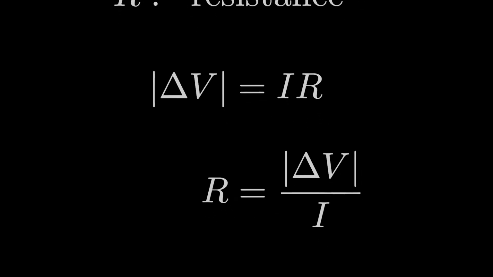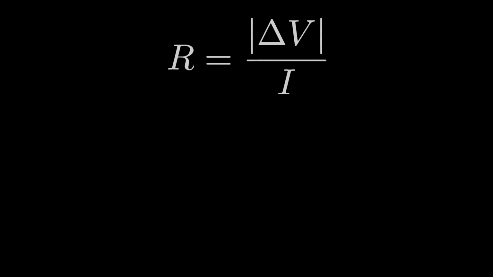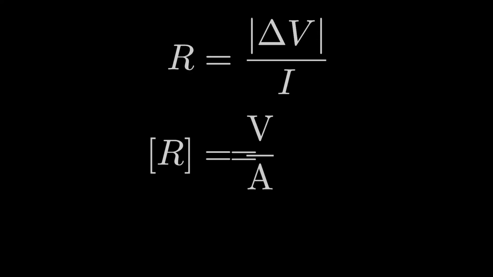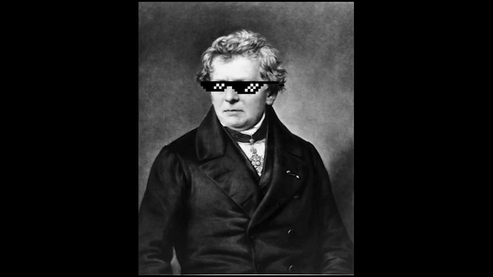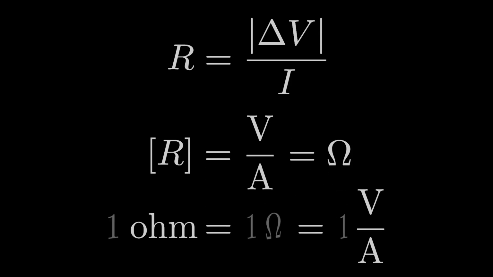Now, what are the units for resistance? Clearly, resistance has units of volt per ampere because we have potential difference divided by current, but resistance also has its own special units, denoted with a capital omega. This is called the ohm, named after this guy here, and it's defined such that 1 ohm is equal to 1 volt divided by 1 amp.